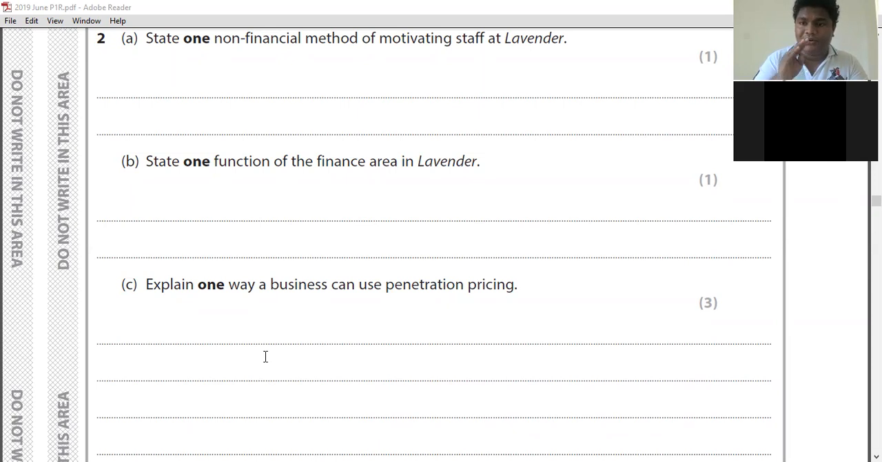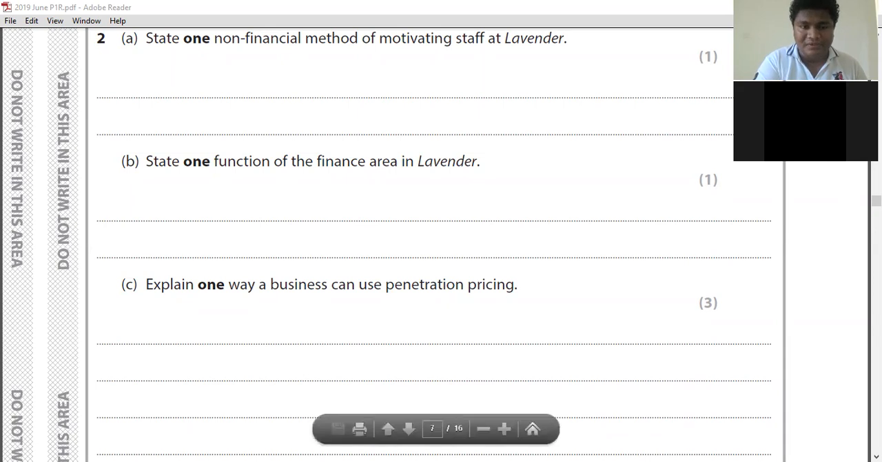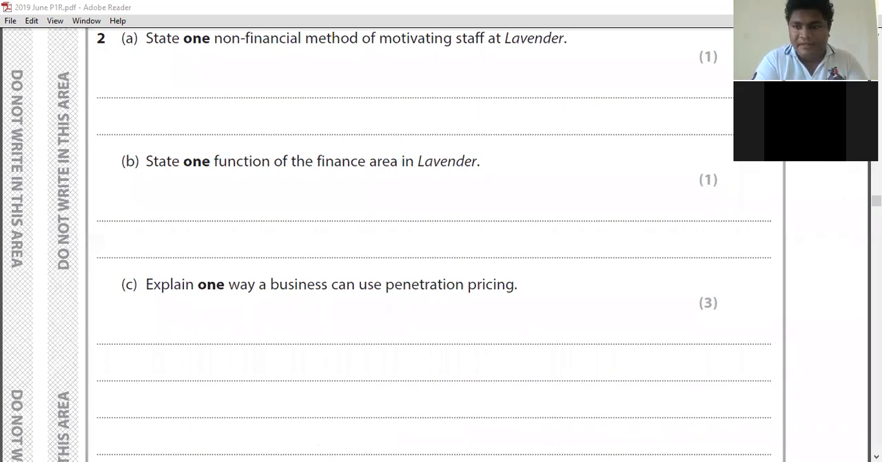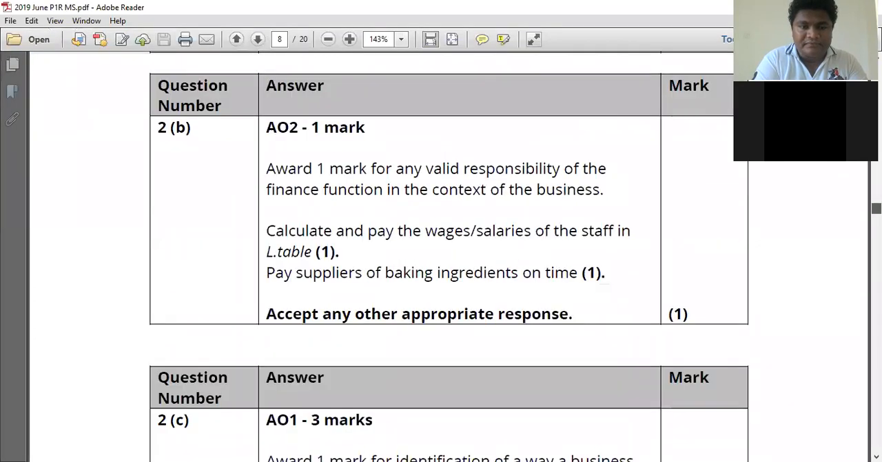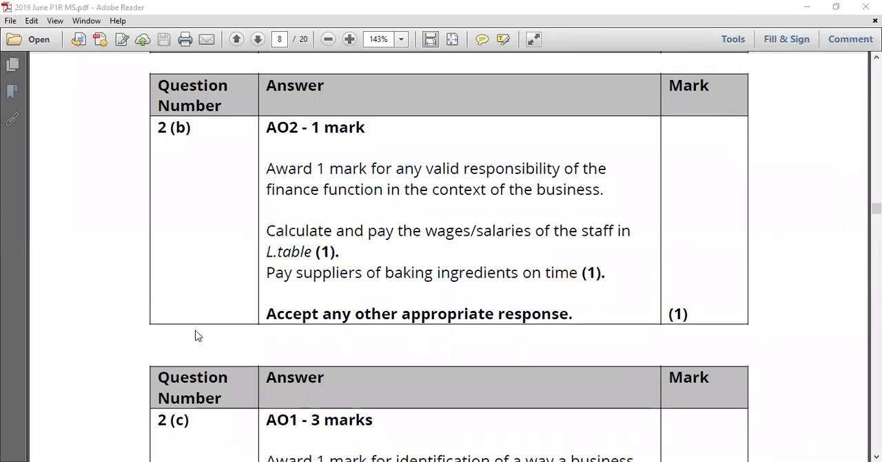So make sure you write the application point. Without the application point, no marks. Let's look at the possible answers for question number 2, part B also. They say calculate and pay the wages and salaries of the staff in El Table. If you just write the maintenance of the salaries and wages, no marks. You have to write the name of a restaurant or restaurant workers or something, then only you can get the full marks. And also you can say pay suppliers of baking ingredients on time.